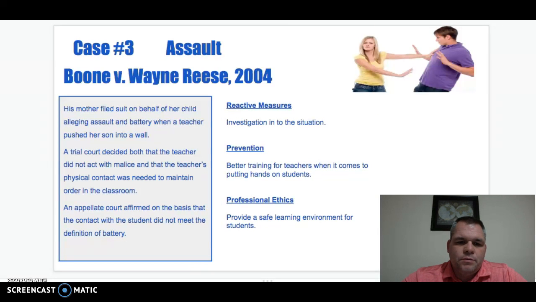Case number 3, assault. Boone versus Wayne Reese, 2004.